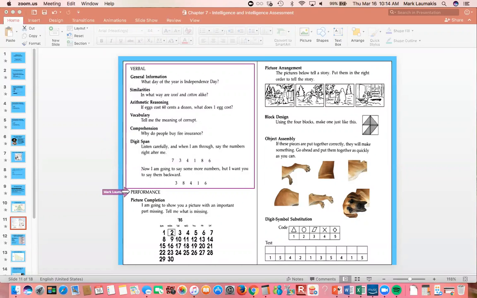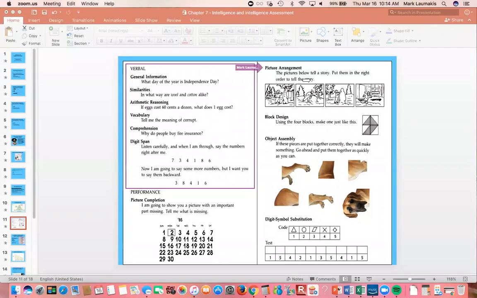All right, performance. This has to involve doing something. So the first subtest here, we've got 5 of them to look at, is picture completion. Tell me what's missing in that calendar picture down below. Do you see what's missing? What do we need to have there that we don't have there? Yeah, the name of the month. Very good, Marissa, thanks.